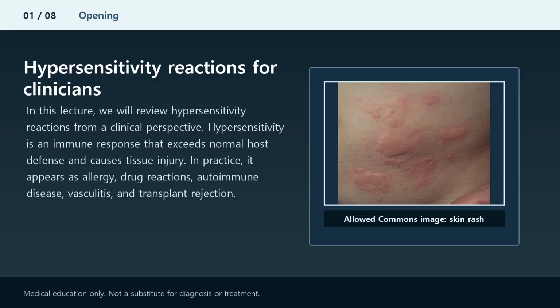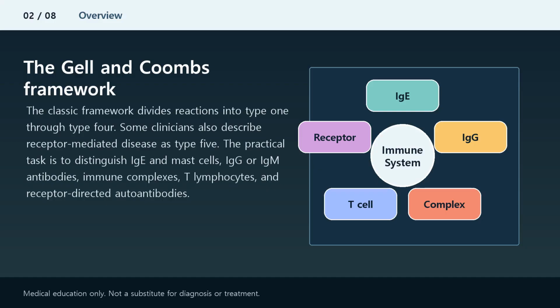In this lecture, we will review hypersensitivity reactions from a clinical perspective. Hypersensitivity is an immune response that exceeds normal host defense and causes tissue injury. In practice, it appears as allergy, drug reactions, autoimmune disease, vasculitis, and transplant rejection. The classic framework divides reactions into type 1 through type 4.